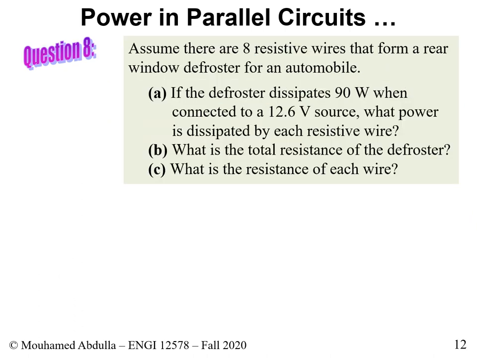Okay. I think it will be interesting to see an example of a parallel circuit in everyday real life. So let's look at this example. I think this is an interesting example, and let's see how we can solve it. So question number 8: assume there are 8 resistive wires that form a rear window defroster for a car, for an automobile, right? So these defrosters that we have in the car, certainly in this country, in Canada, we are a northern country, and so we absolutely rely on a defroster during the winter season. Otherwise, we would not be able to see the back of the vehicle.